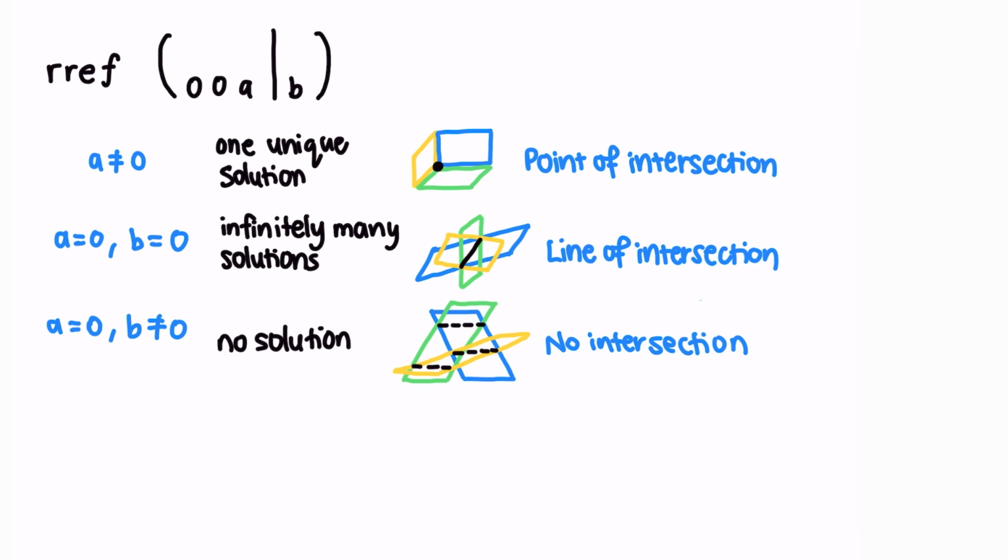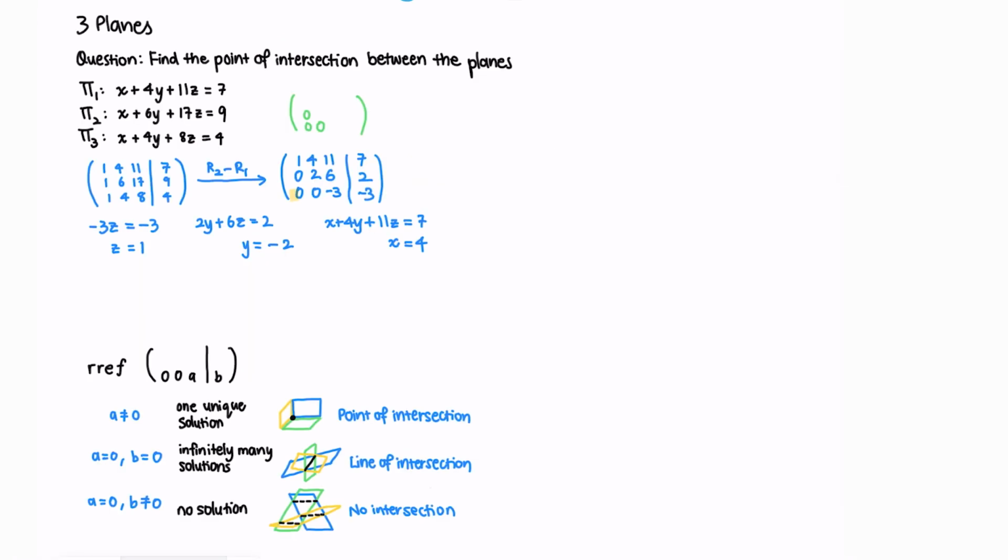In the case that we only have one unique solution, we have that a is not equal to 0. So earlier if we look at our Gaussian elimination, this value a is not equal to 0. Hence, we'll have one unique solution. Geometrically, this one unique solution can be seen as a point of intersection between our 3 planes. So we have our 3 planes over here in blue, yellow, and green. And these 3 planes will meet at this point of intersection, which is our one unique solution.